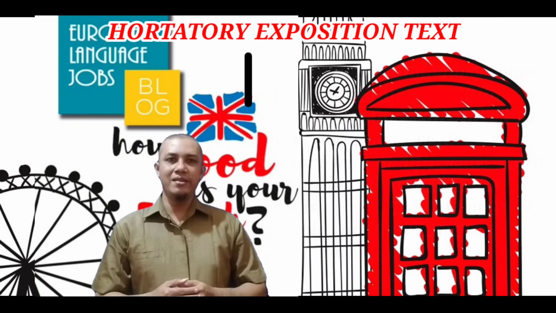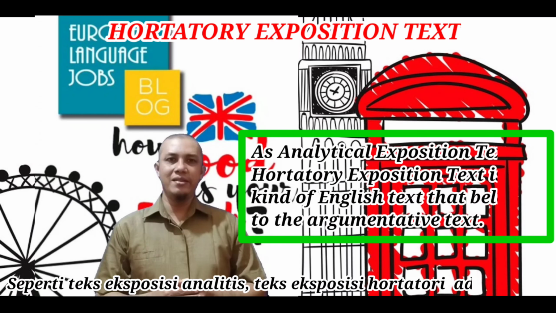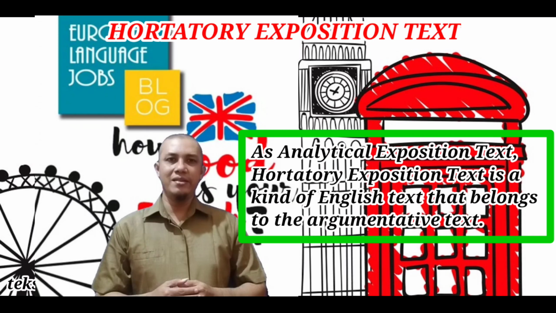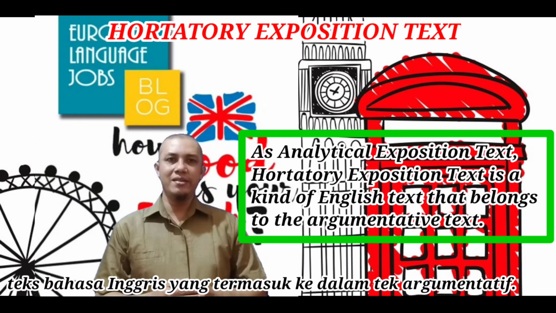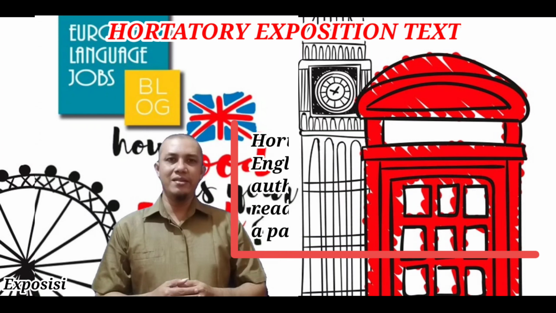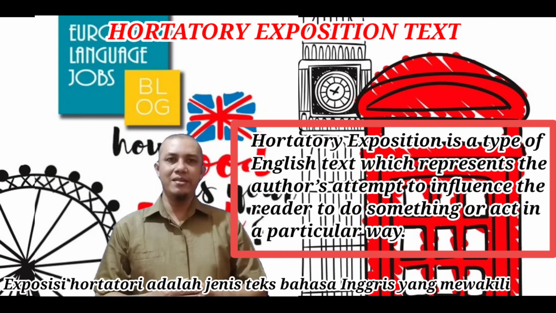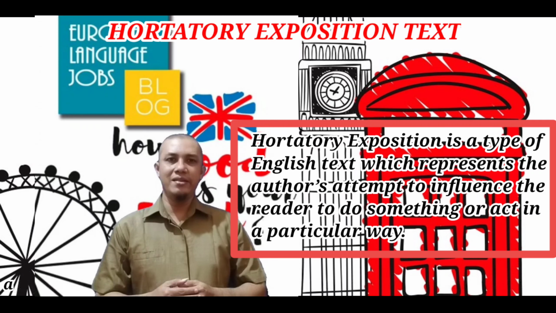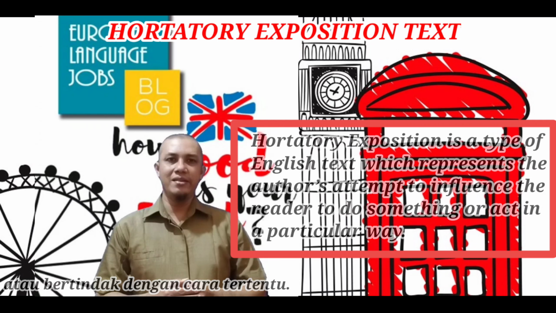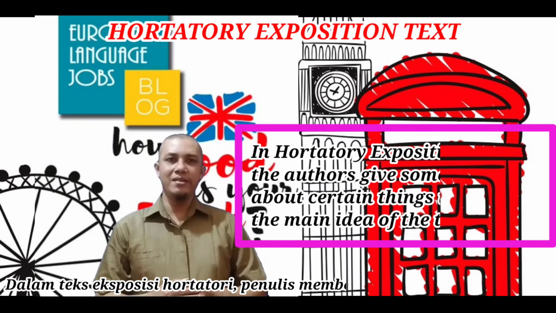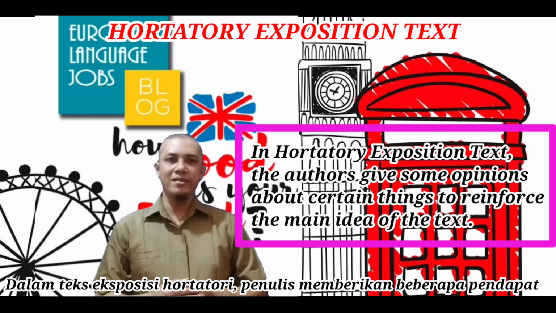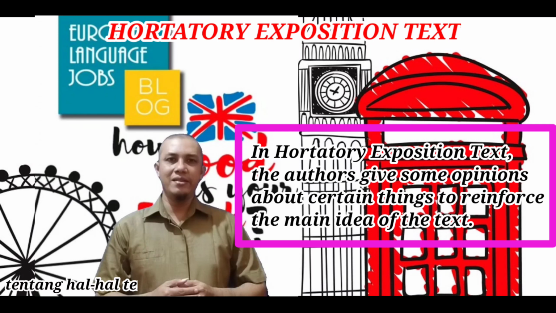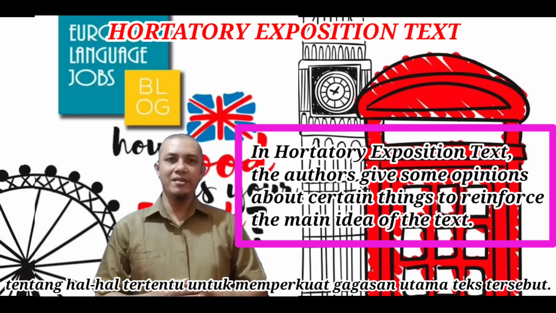exposition text. Like analytical exposition text, hortatory exposition text is a kind of English text that belongs to the argumentative text. Hortatory exposition is a type of English text which represents the author's attempt to influence the reader to do something or act in a particular way. In hortatory exposition text, the authors give some opinions about certain things to reinforce the main idea of the text.